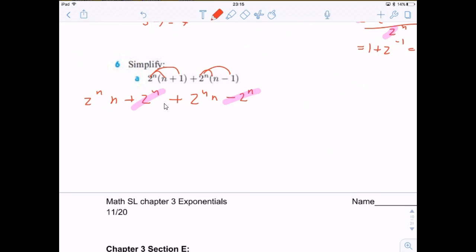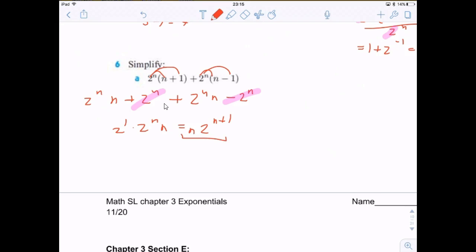Then I have 2 to the n times n plus itself. That would be 2 times 2 to the n, which is also equal to 2 to the first times 2 to the n. 2 to the first times 2 to the n is actually 2 to the n plus 1 multiplied times n.